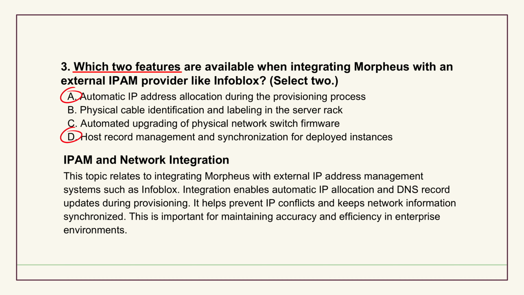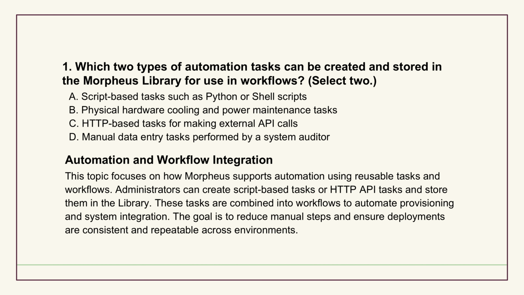Right. The exam wants you to know that by integrating Infoblox, Morpheus automates that handshake. It asks for an IP, gets it, assigns it, and writes the DNS record all in milliseconds. It essentially takes the human error out of the network layer. Exactly. All right, we have our cloud connected, branded, and networked. Now we are moving to section 2 of our outline, the engine room, automation and library management. This is where the magic happens. This is actually why you bought the tool in the first place.